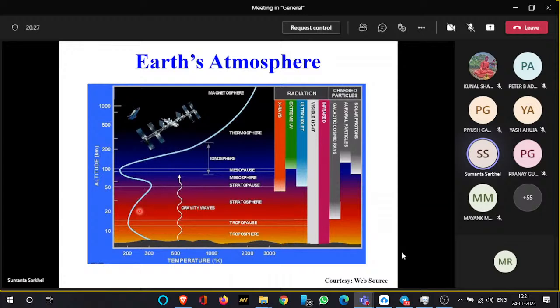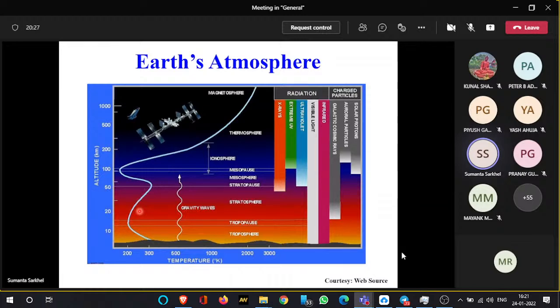And how does this radiation come? At the cost of their kinetic energy. Basically, the kinetic energy of these molecules and atoms is getting converted into photon energy, and we are getting the radiations. So if you record, you will see there are radiations that keep coming from the atmosphere, mostly from the mesosphere.